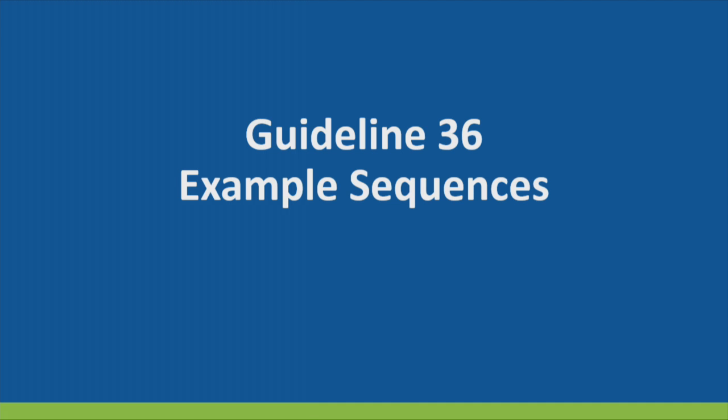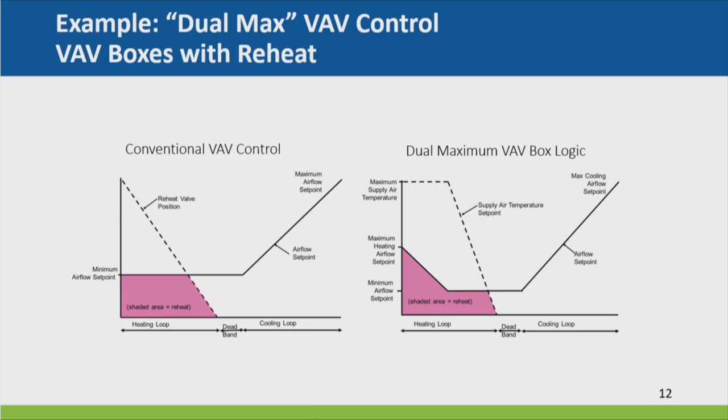All right, so I'm going to go through a few of the example sequences, some of which you probably are familiar with. One of them is called dual max. So anybody heard of this? This is VAV, for those of you doing HVAC systems. This has been around for a while. I wrote an article on it in about 2002 or something like that. It got incorporated into Title 24 in 2003 and 90.1 about the same time. So it's been around for a while.